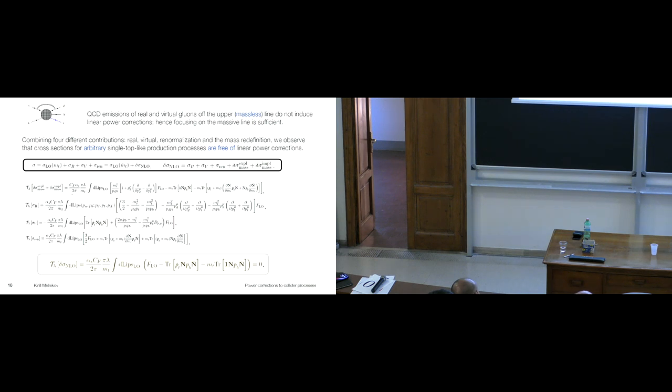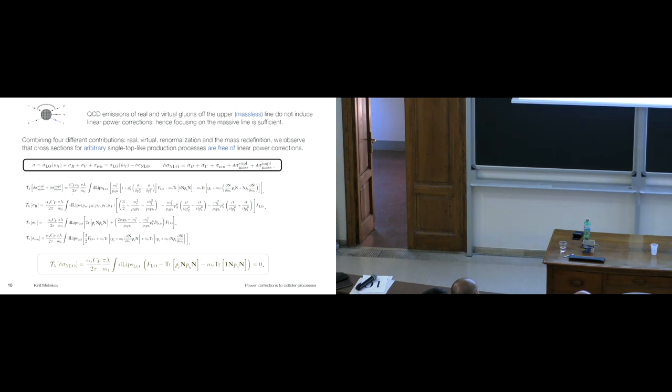This statement one can definitely make. So I'm only talking about this lower line where I have a massive quark. And then, as I said, I have basically four sources of these linear power corrections. The real emission contribution is here, the virtual correction, which is here, and then I have the mass redefinition contribution, both explicit and implicit, and also the contribution that comes from the renormalization constants.